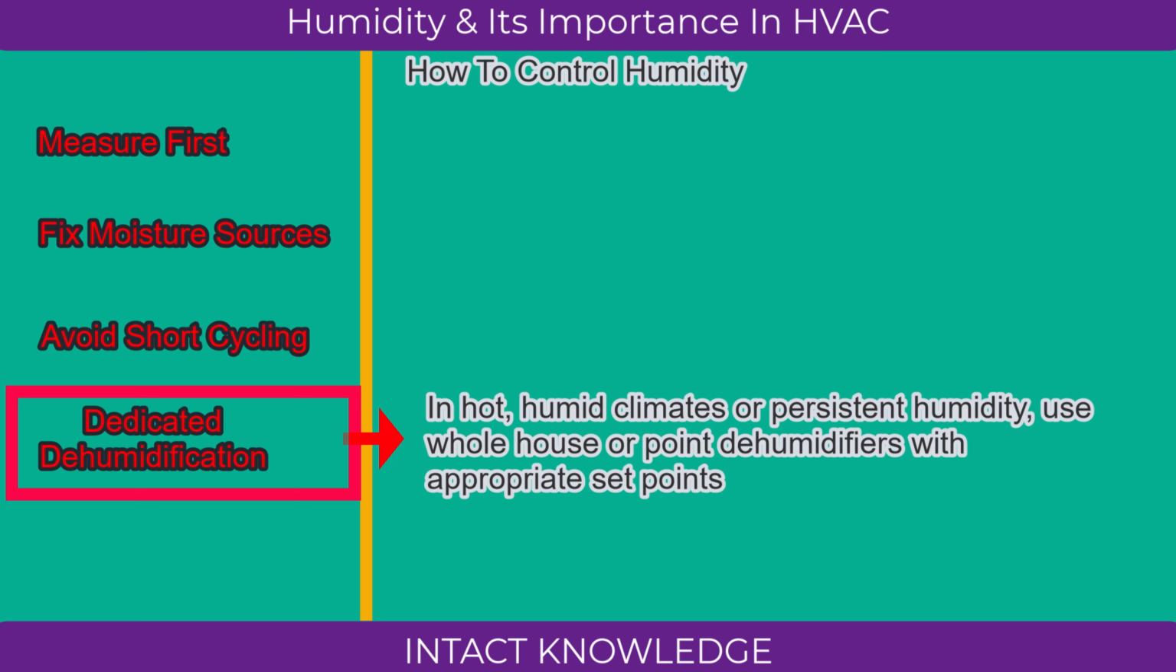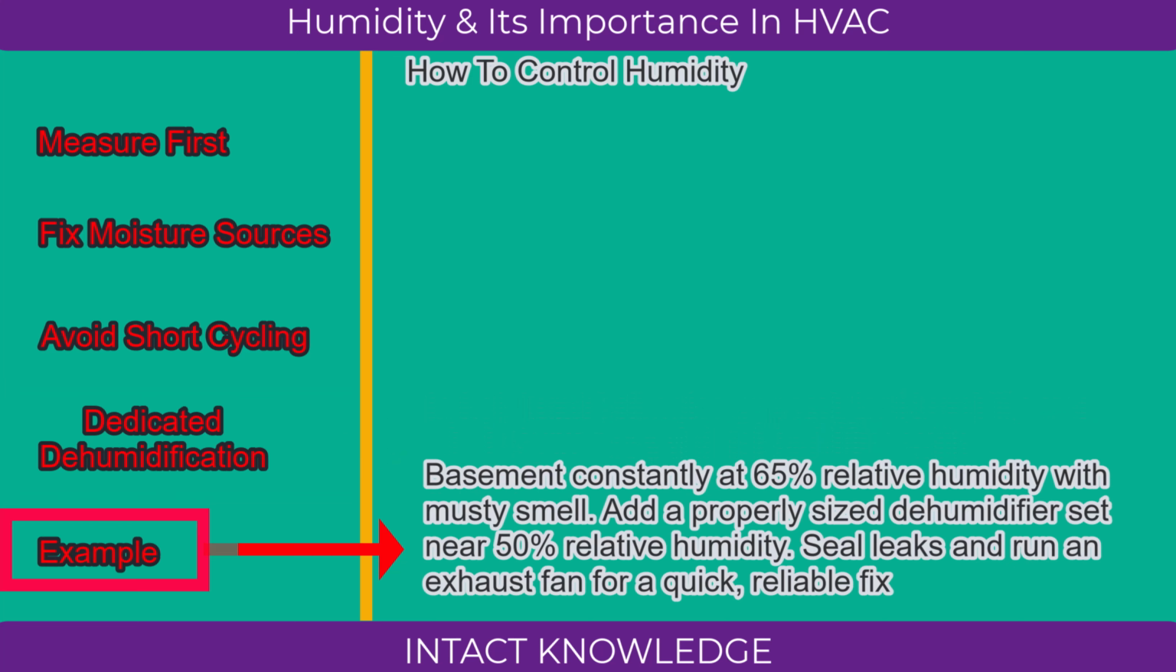In hot humid climates or persistent humidity, use whole house or point dehumidifiers with appropriate set points. Example: a basement constantly at 65% relative humidity with a musty smell. Add a properly sized dehumidifier set near 50% relative humidity. Seal leaks and run an exhaust fan for a quick, reliable fix.